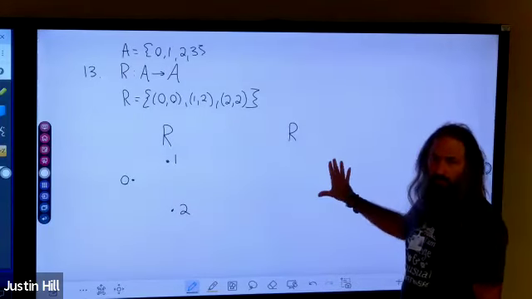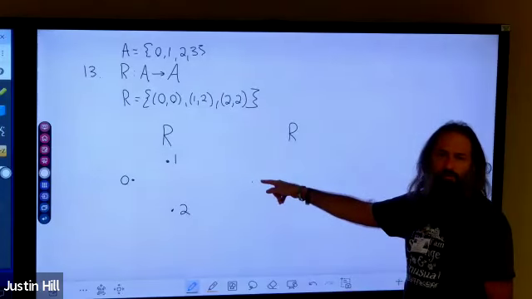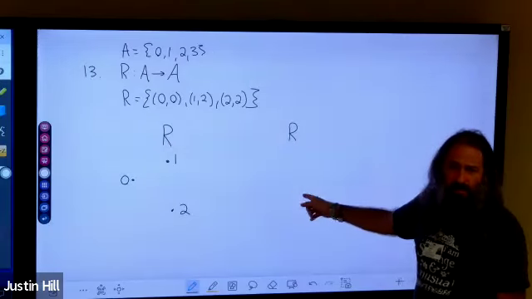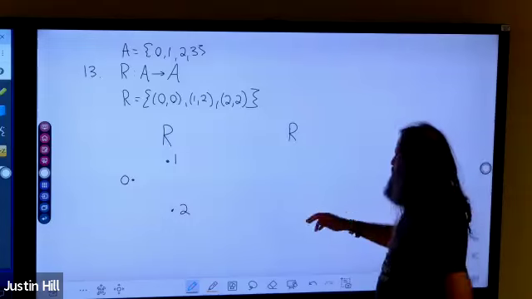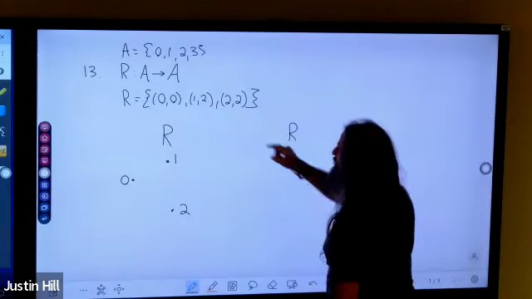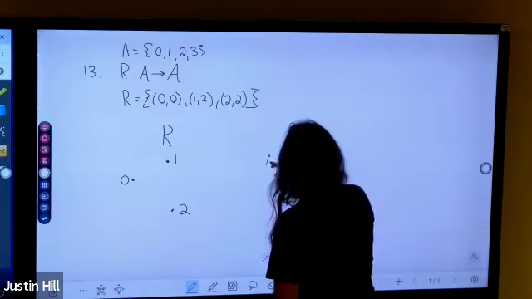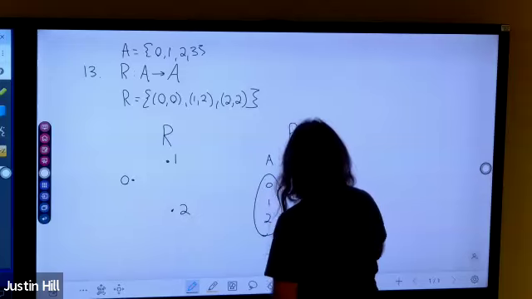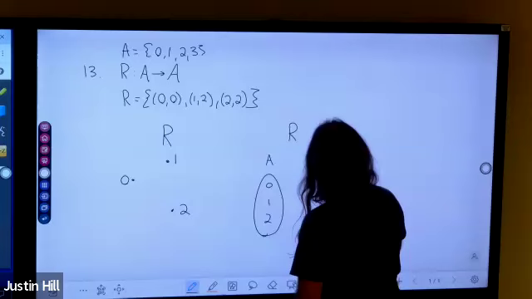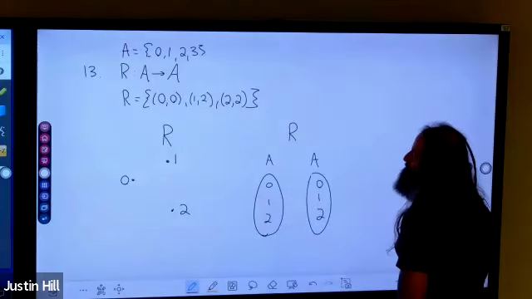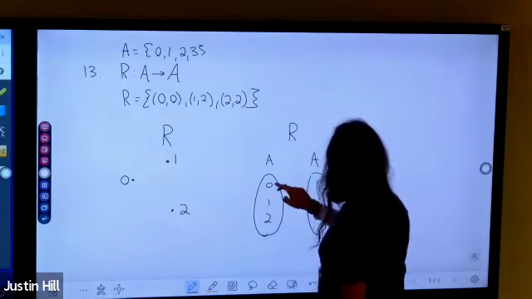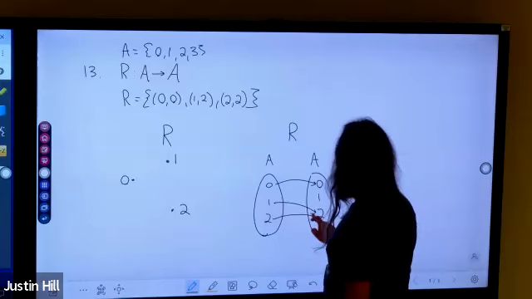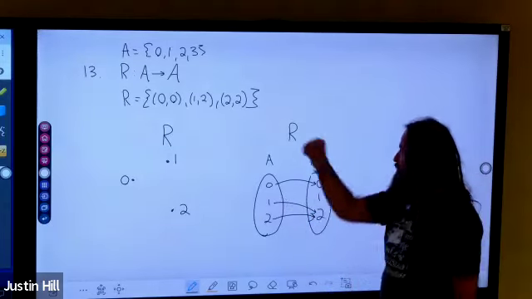Let me do an arrow diagram first, and then I'll show you how we collapse it into a directed graph. I want you to see the arrow diagram first so you can see a directed graph is just an arrow diagram that we've simplified visually. If I did an arrow diagram of this, I would have A here and A here. This would be 0, 1, and 2, and this would be 0, 1, and 2. I know from my relation that 0 goes to 0, 1 goes to 2, and 2 goes to 2. So this is an arrow diagram of that relation.